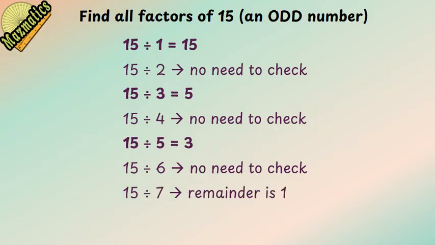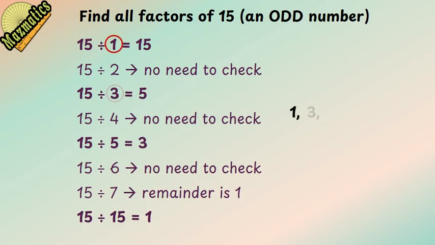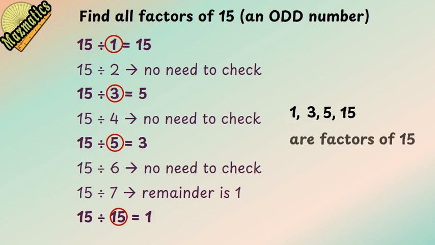15 divided by 7, remainder is 1. And 15 divided by 15 is equal to 1. The number itself is always a factor. So, 1, 3, 5 and 15 are factors of 15.